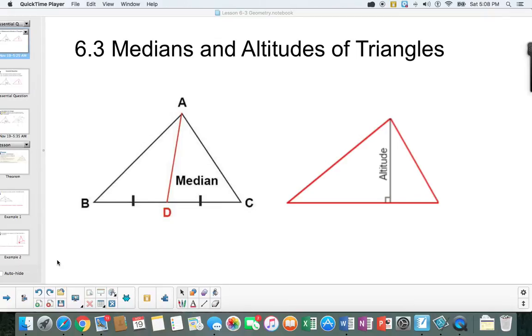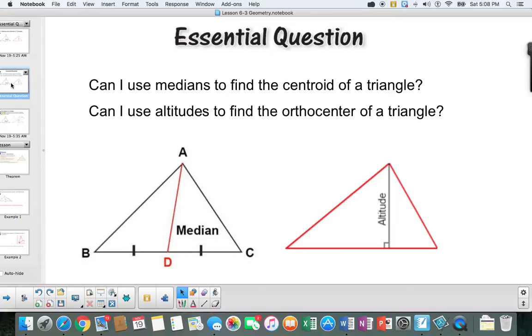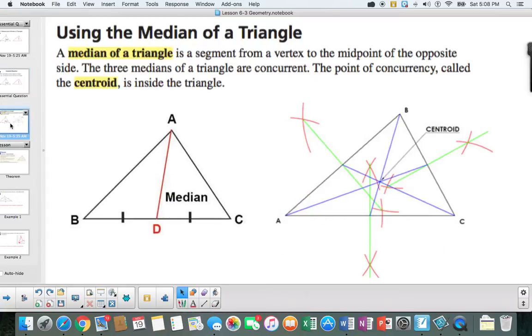Lesson 6.3, Medians and Altitudes of Triangles. Essential question: can I use medians to find the centroid of a triangle? Can I use altitudes to find the orthocenter of a triangle?